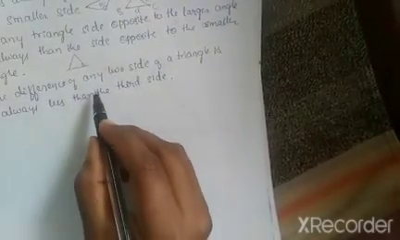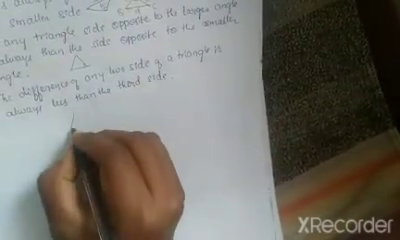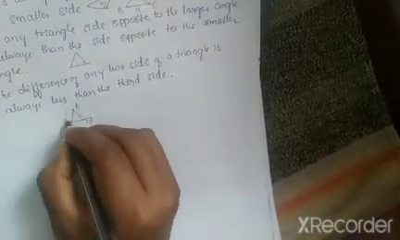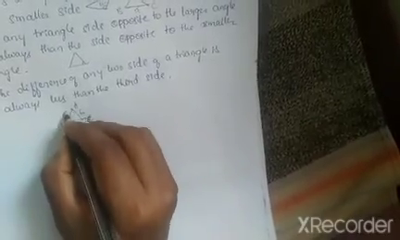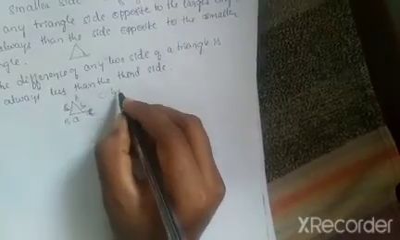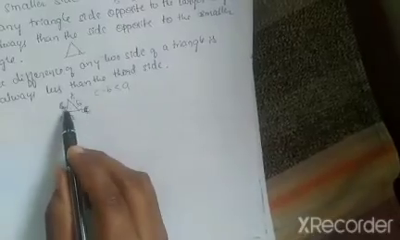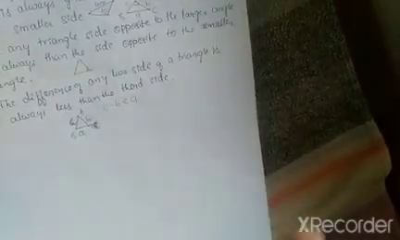Next, the difference of two sides of a triangle is always less than the third side. Suppose this is a triangle ABC. Here, C minus B is always less than A. So if you take the difference of any two sides, it will be less than or equal to the third side. Less than or equal to, not strictly less than. So this completes the properties of triangle.